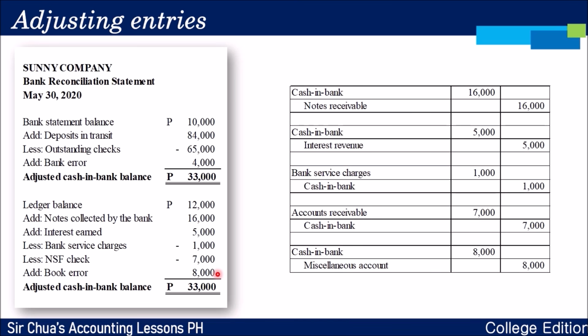erroneously deducted by this amount by accounting, di ba? So, debit po natin cash in bank 8,000, credit po natin kung anong account po yung applicable dun sa naging error na yon. So, ang ginamit ko na lang po for the meantime, for presentation purposes, is miscellaneous account. Pero dapat po kung ano po talaga yung related account, depende sa storya ng pangyayari, yun po ang i-credit natin.